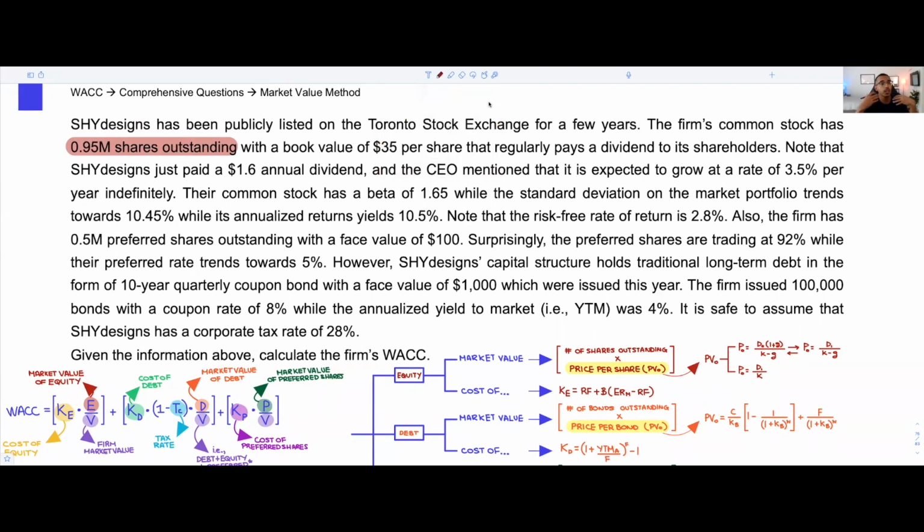The reason why it doesn't do anything for us is because we want to take the price per share that's currently trading, not the book value. Because the book value is the initial issuance price for those common shares when there was an IPO back in the day. Well, maybe the stock is trading at a higher price. Maybe the stock is trading at a lower price, okay?